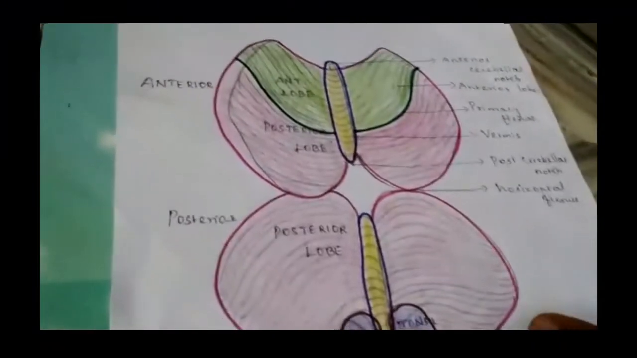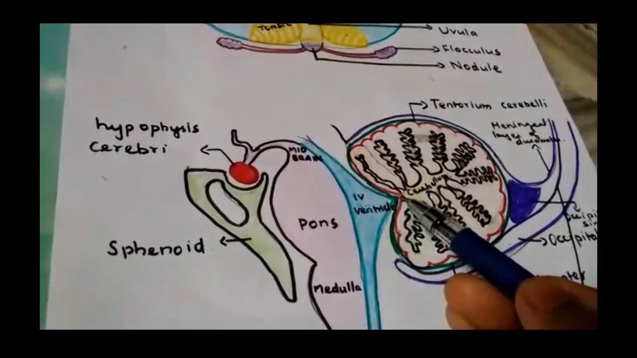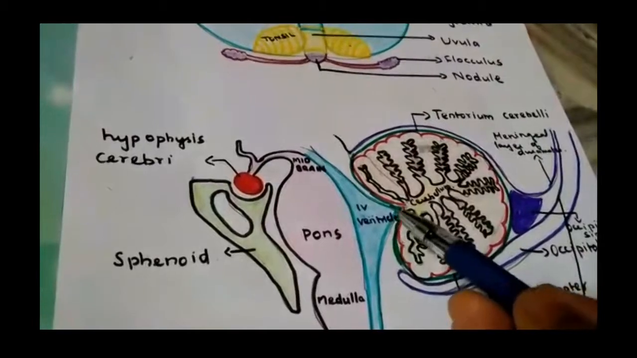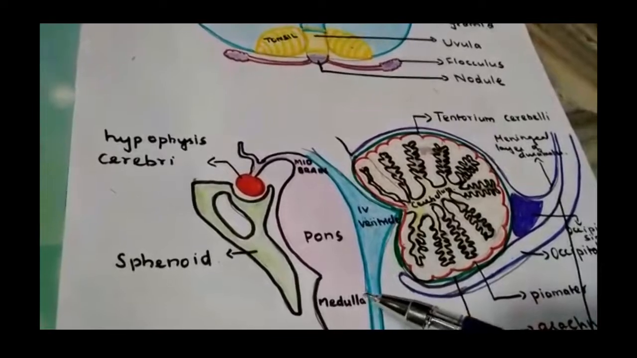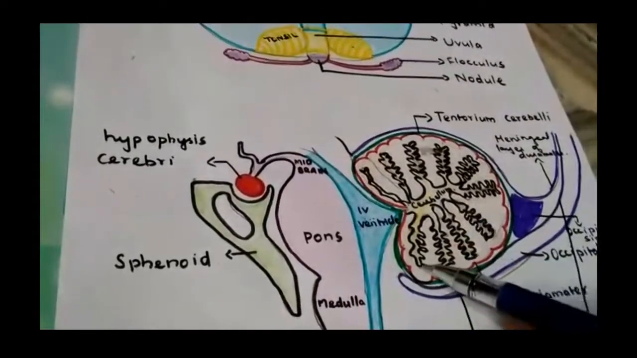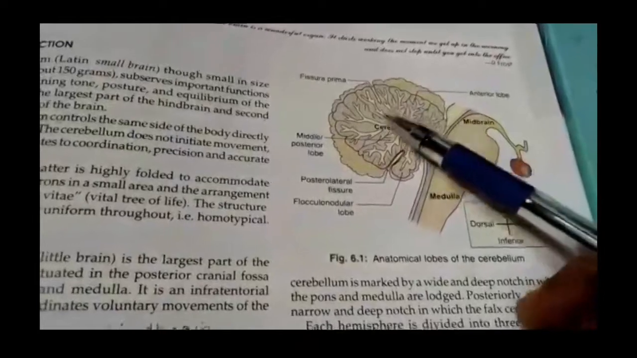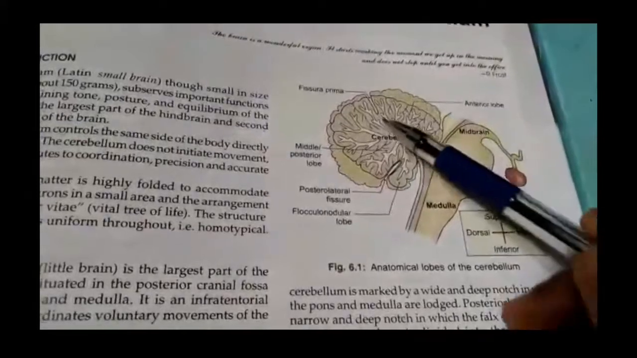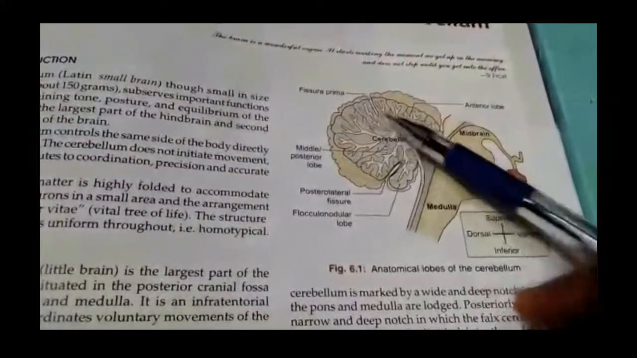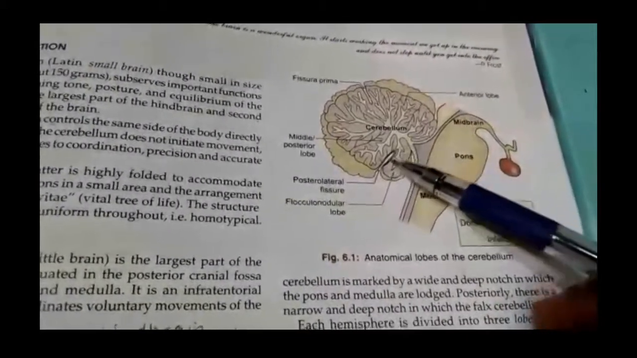Now the anterior surface of the cerebellum, look here. The anterior surface is marked by a deep notch in which the pons and medulla are lodged. Each cerebellar hemisphere is divided into three lobes. Look here, this is the anterior lobe, and this is the middle or posterior lobe, and the smallest lobe is known as the flocculonodular lobe.